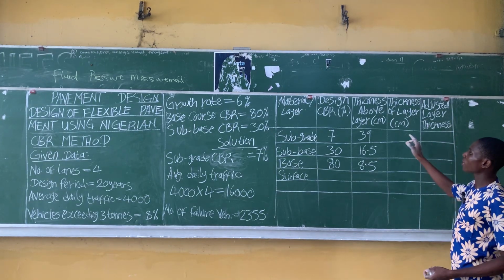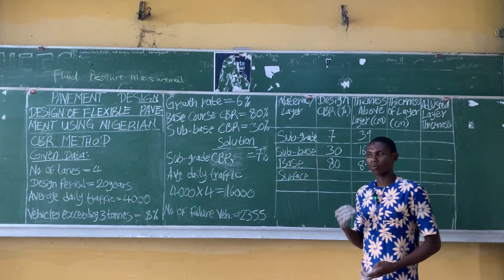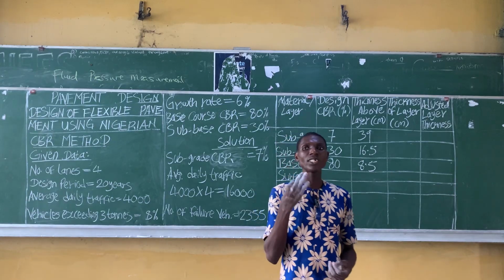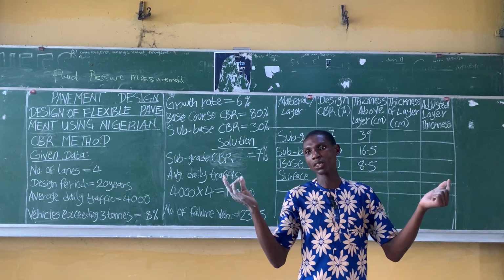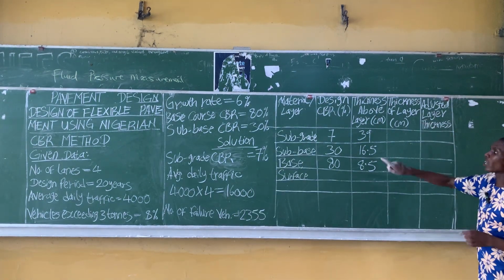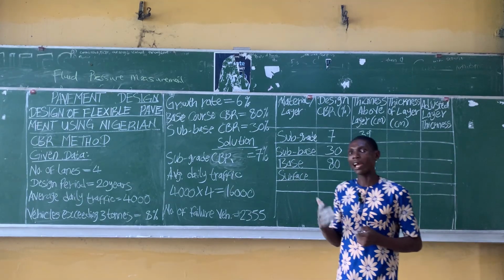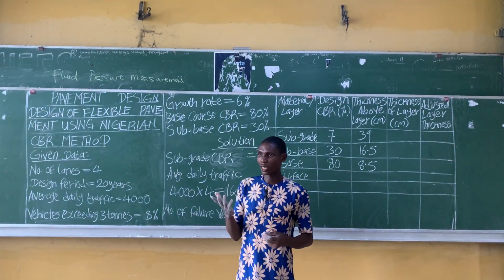Our next task is to determine the thickness of our sub-base, base course and surface course. Now, note, our sub-grade layer is infinite in vertical direction and infinite in horizontal direction. We are to determine the thickness of our sub-base layer, base layer and surface. We cannot determine the thickness of our sub-grade layer. Why? Our subgrade is infinite in vertical and horizontal directions.